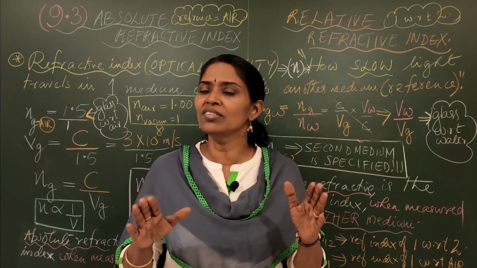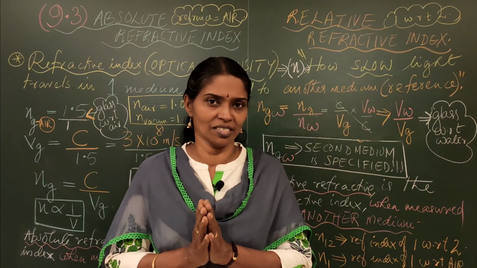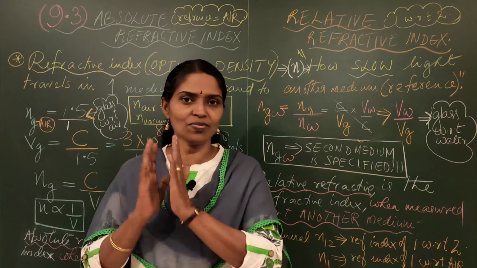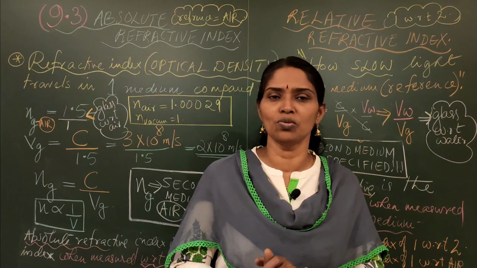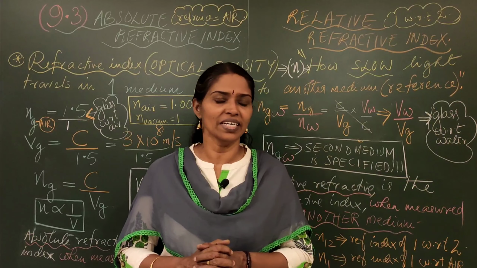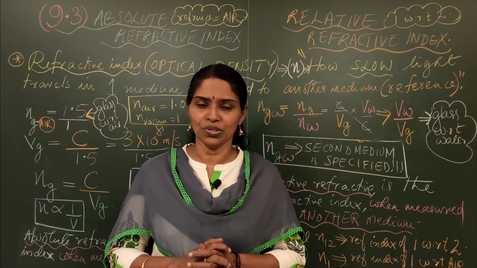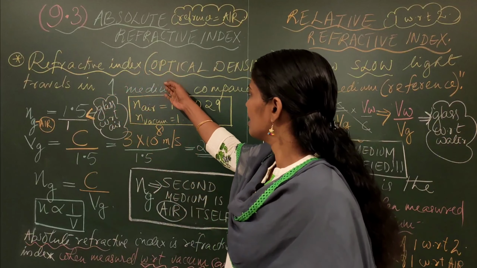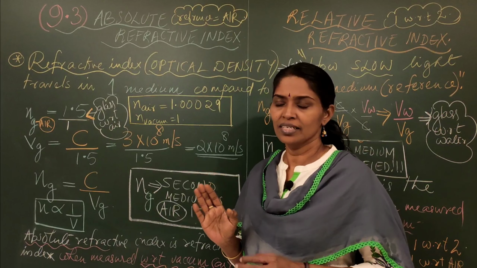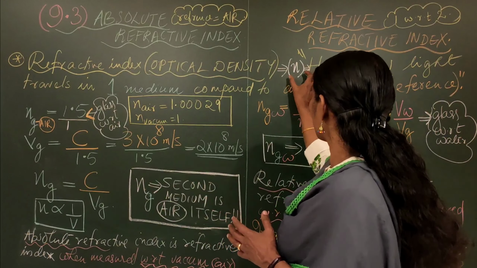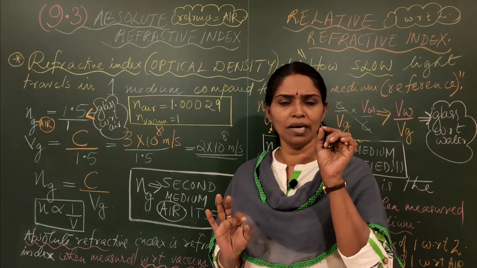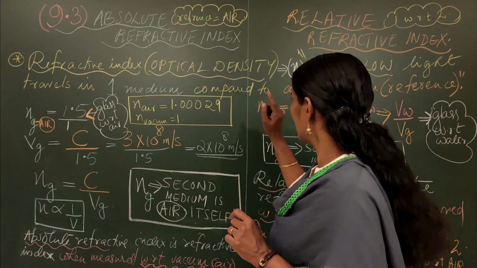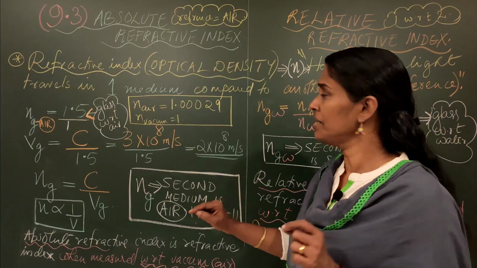And this is simply the ratio of their velocities in air or vacuum to any other medium. So this comparison is known by the term refractive index. So we'll go to the detail. Refractive index or optical density is represented by the letter small n or mu. You have another letter known as mu, but here we have chosen small n.